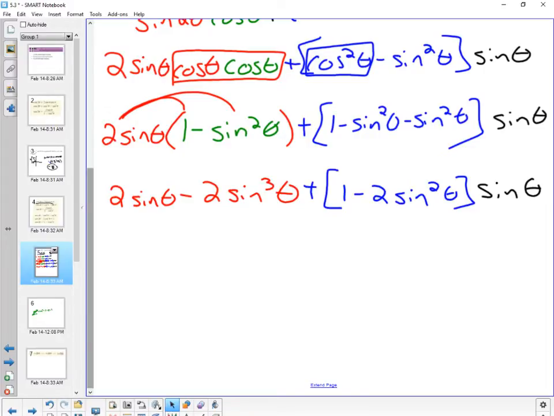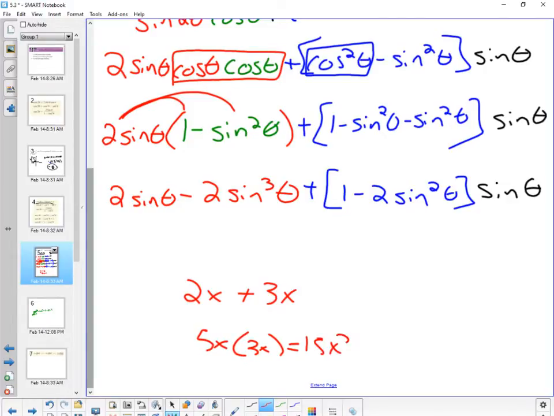Think about it like this. 2x plus 3x is 5x. It's not 5x squared, right? It's only x squared when you multiply it. 5x times 3x is 15x squared. I multiply, correct? Then I add those. But here, if I have 2x's and I add 3x's, now I just have 5x's. Here I'm subtracting, which is the same idea as adding. Correct?